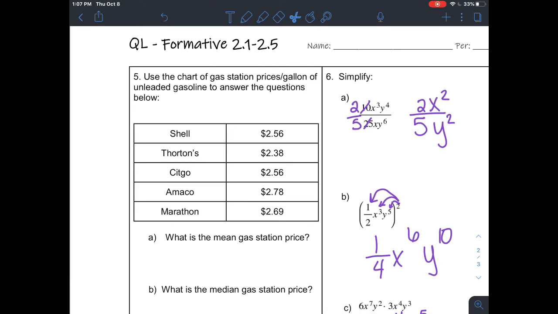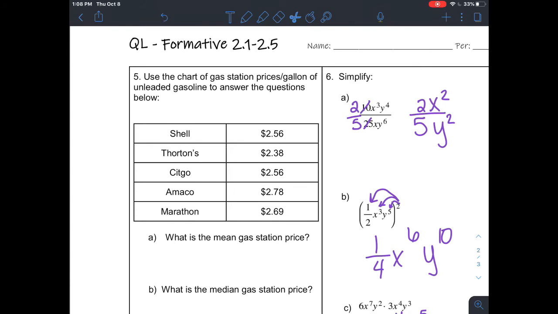And then jumping down to question number 5, use the chart of gas station prices per gallon of unleaded gasoline to answer the questions below. So we have 5 different gas stations with 5 different prices per gallon. What is the mean gas station price? So what is our average gas station price?